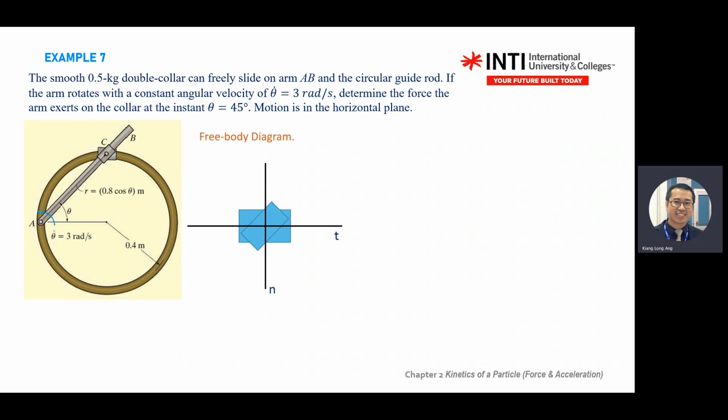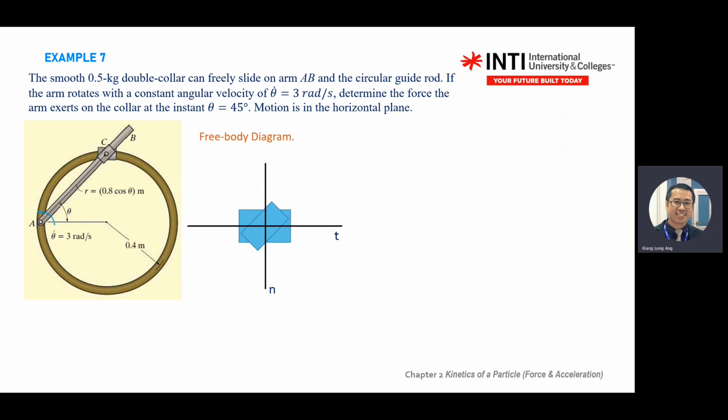In this case, I draw the T to the right, but you can draw T to the left because the angular velocity is anti-clockwise. So actually you're moving from here to here, right? So this collar will be moving this way. So the motion will be moving this way. Tangent always follows the motion. So T will be on the left-hand side.